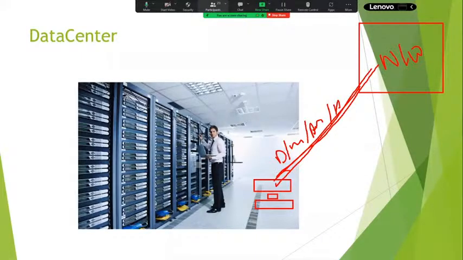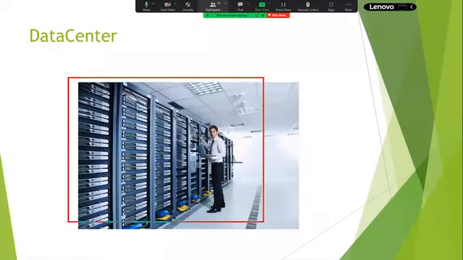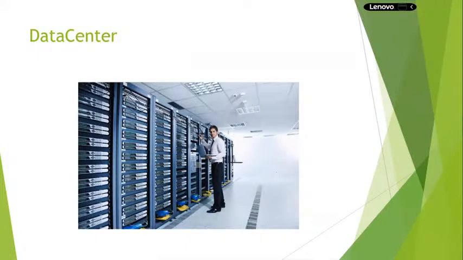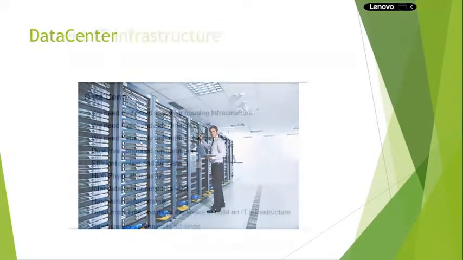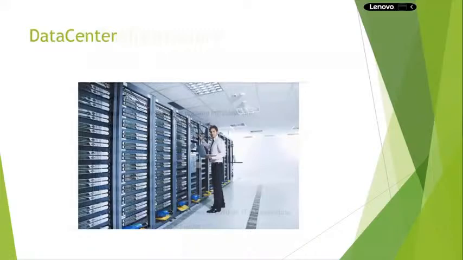Next, we need a redundant power supply. To run these data centers, we need electricity. If there is no electricity, we should be able to run the data center with a battery or generator. Again, that is cost. Next, a dust-free environment. We should construct and design the building with that in mind.